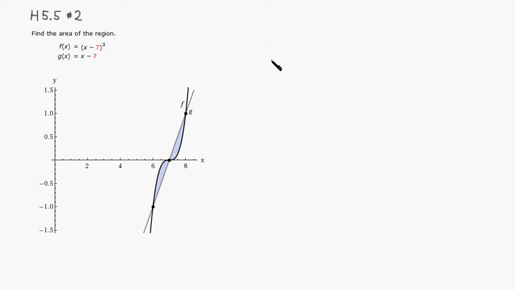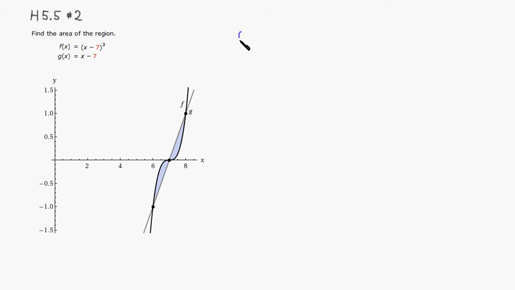Alright, let's look at homework 5.5, number 2. The graph is already given, so we just need to find the points of intersection. We're going to set these two equations equal to each other.